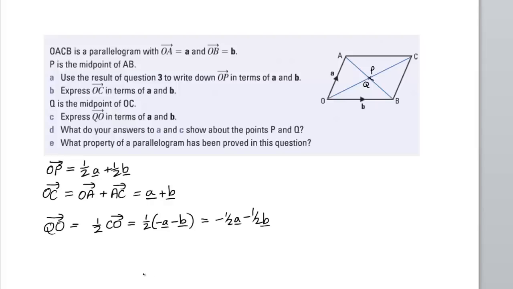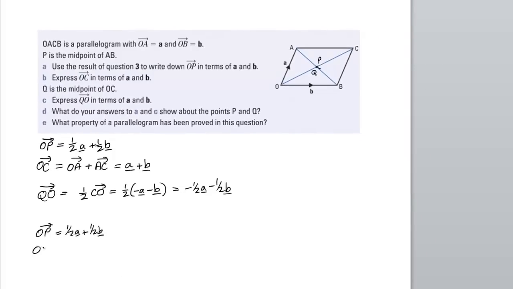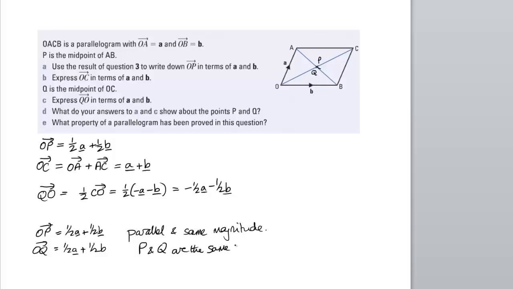What do your answers to A and C show about the points P and Q? Well, OP is half A add a half B. OQ is half A add a half B. So we can say straight away they're parallel and the same magnitude, but we can say something more because they both start at the same point. They're the vector to go from O to P and O to Q. So they're parallel and the same magnitude, but because they're both position vectors, P and Q are the same point.